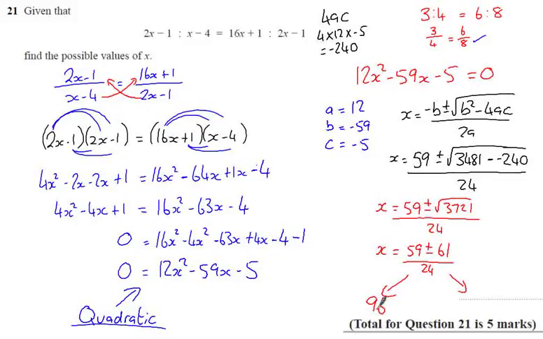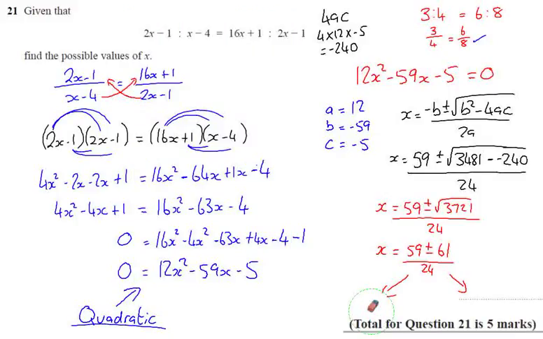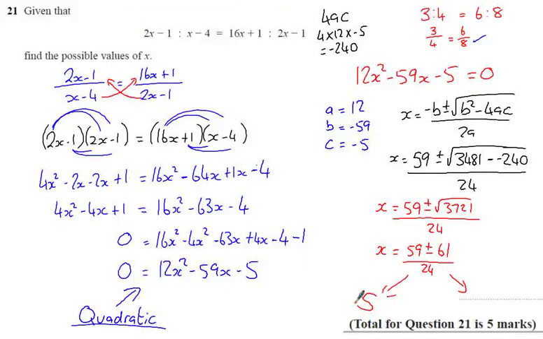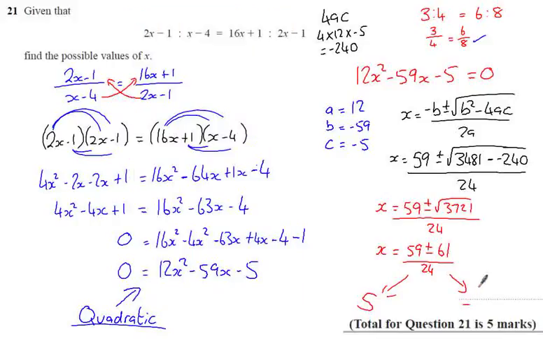Have I done that right? I don't think I have. I'll have to take away 24 and not divide it by 24. Try that again. 59 add 61 is equal to 120, divided by 24 gives me 5, and 59 subtract 61 is equal to minus 2, divide that by 24 is equal to minus 1/12. And there are my two answers.